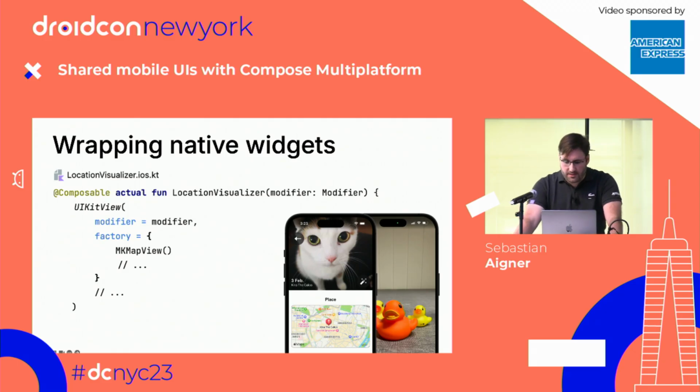That means we can build something like a common location visualizer that then has different platform-specific implementations. And then Compose Multiplatform takes care of providing the necessary adapter functions. So for example, while it would be a Google map on Android, you could have an Apple map that uses MapKit, so the MKMapView on iOS. And that works exactly as you would expect it to.